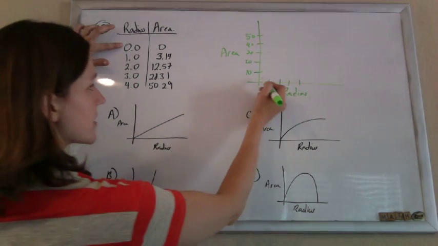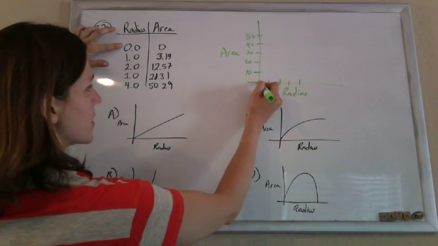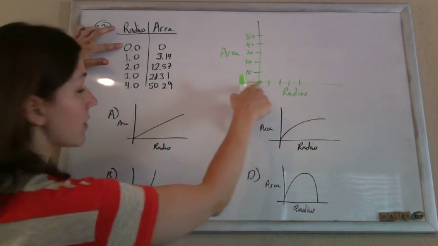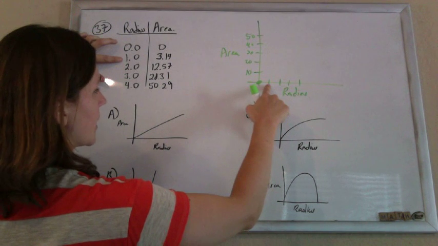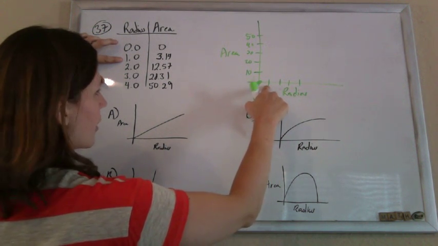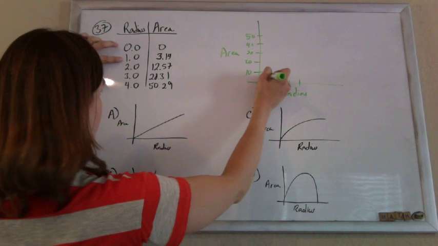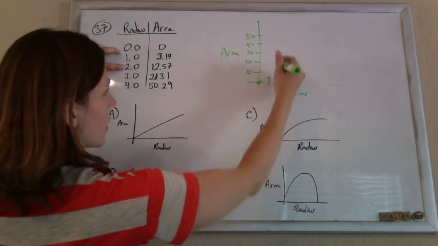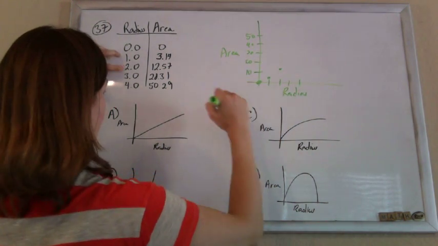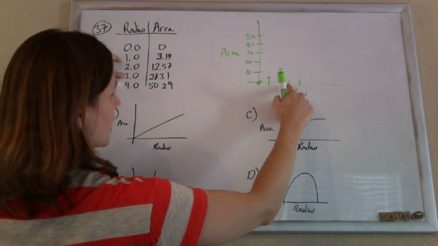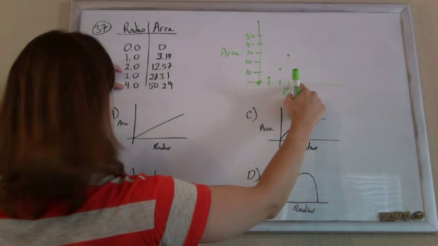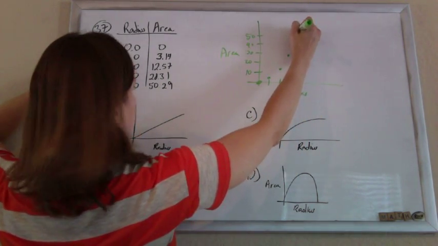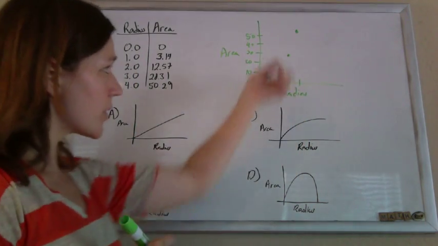So if the radius is 0, the area should be 0. So right on the corner there, don't be afraid to mark in the corner. When the radius is 1, the area should be 3.14. When the radius is 2, the area is 12.57. When the radius is 3, it's 28.31. When the radius is 4, it's 50.29. So there's my graph.